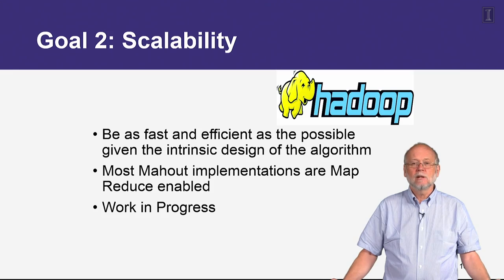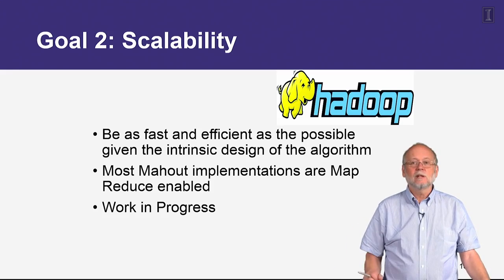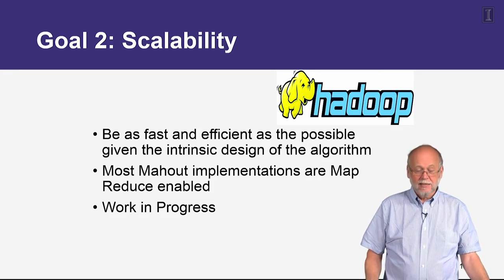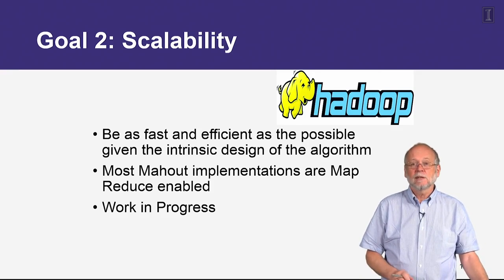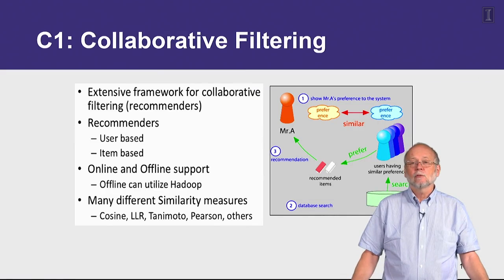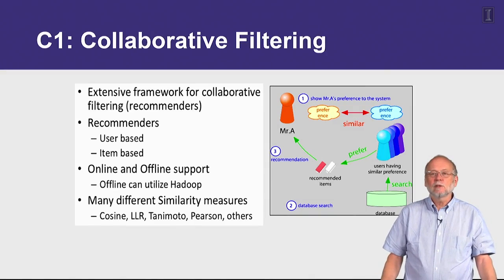So most Mahout implementations use MapReduce, and work continues to improve Mahout. People are continually adding different libraries. You can go visit Apache to find out exactly how that's all happening. So let's look at collaborative filtering as an example of what Mahout can provide, and we'll go through different types of machine learning opportunities that Mahout provides, and then after we've done that, we'll have a look at specific examples.